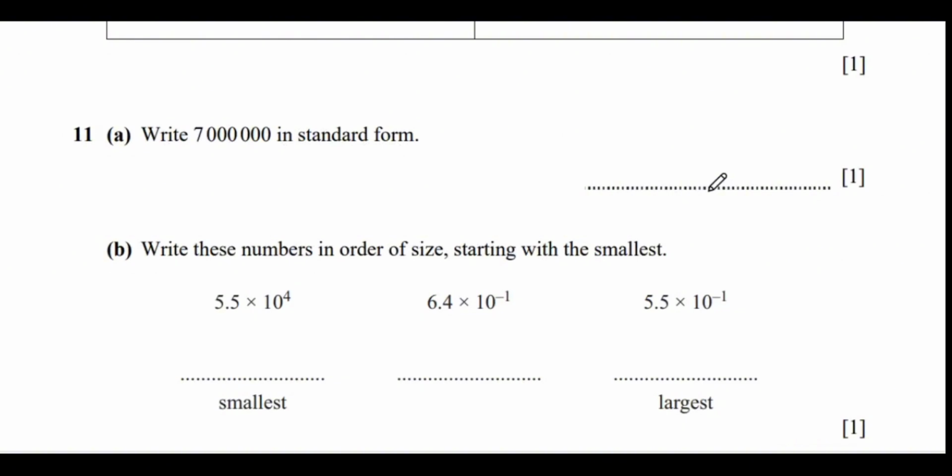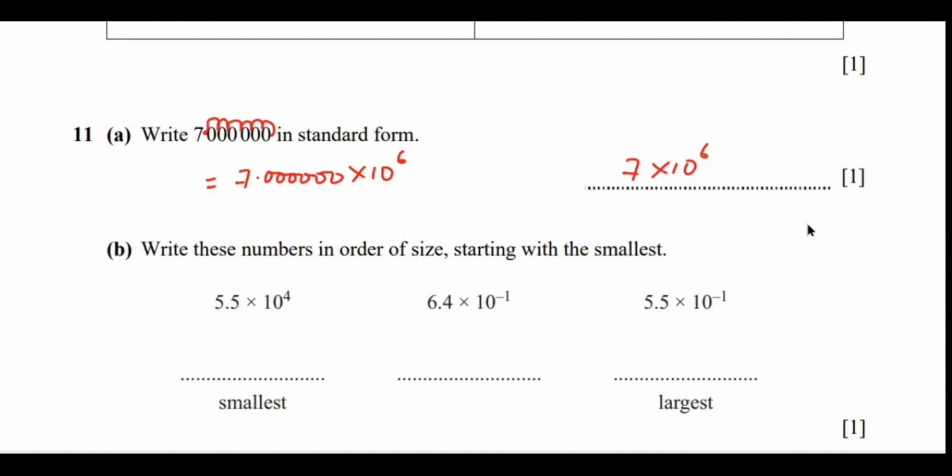They ask us to write 7 million in standard form. The way to do this is by counting 1, 2, 3, 4, 5, 6. You stop after you have one digit before the decimal point. So that will give you 7.00000 times 10 raised to power 6. Of course, the zeros are not needed, so you can just write 7 times 10 raised to power 6. Okay, so they ask us, write these numbers in order of size, starting with the smallest.